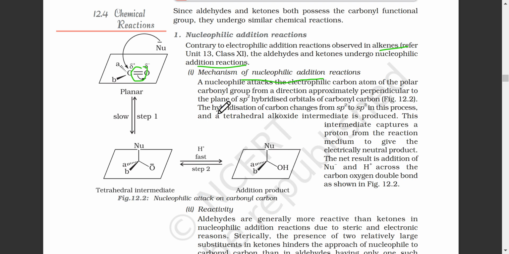A nucleophile, we know, is a group that is electron rich and can act as a Lewis base. This nucleophile will attack the electrophilic carbon atom of the polar carbonyl group from a direction approximately perpendicular to the plane of sp2 hybridized orbitals of carbonyl carbon. The hybridization of carbon changes from sp2 to sp3 in this process, and a tetrahedral alkoxide intermediate is produced. This intermediate captures a proton from the reaction medium to give the electrically neutral product. The net result is addition of nucleophile and proton across the carbon oxygen double bond, as shown in the figure.